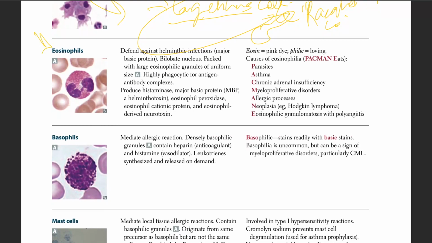Now let's talk about the eosinophils. Eosinophils defend against helminth infection. Major basic protein. Bilobed nucleus, look at the nucleus, bilobed nucleus, packed with large eosinophilic granules of uniform size, and highly phagocytic.